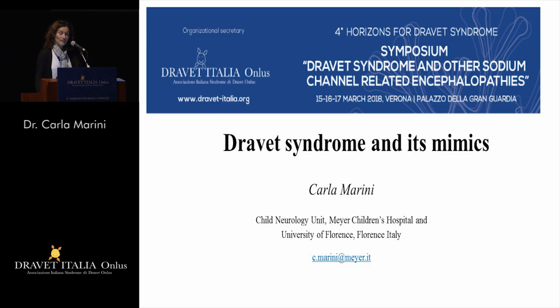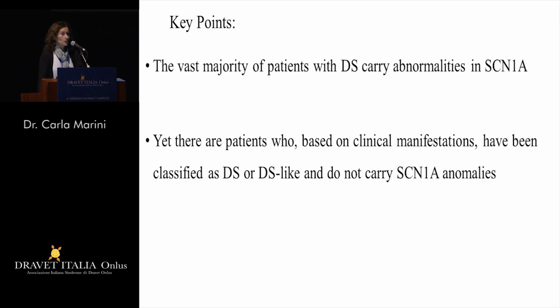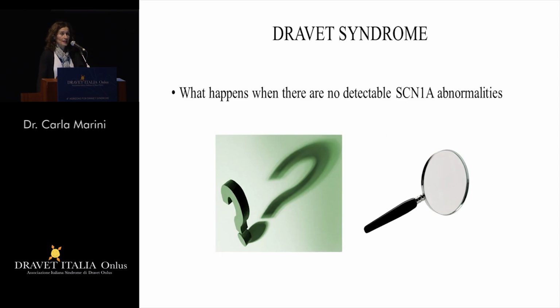I have nothing to declare, and I have to say that the vast majority of patients with Dravet syndrome do carry abnormalities in SCN1A. They are the classical patients with classical phenotype. Yet we've all seen patients who, based on the clinical manifestation, can be classified as resembling or mimicking Dravet syndrome, and they do not carry SCN1A abnormalities. So what do they have? What happens when there are no detectable abnormalities in SCN1A?